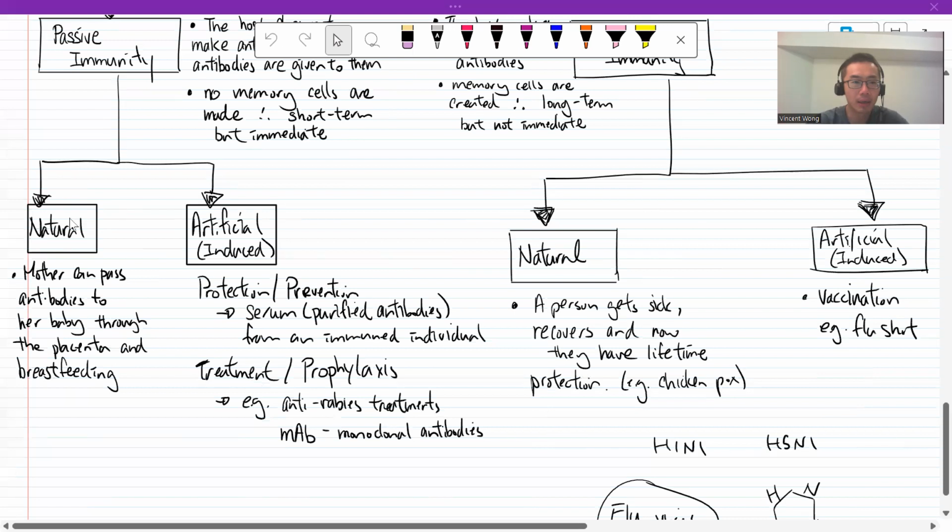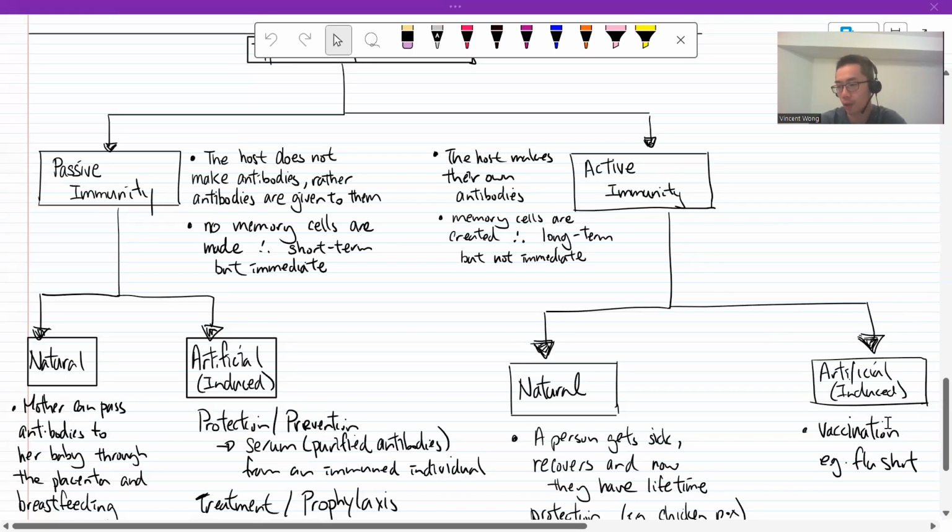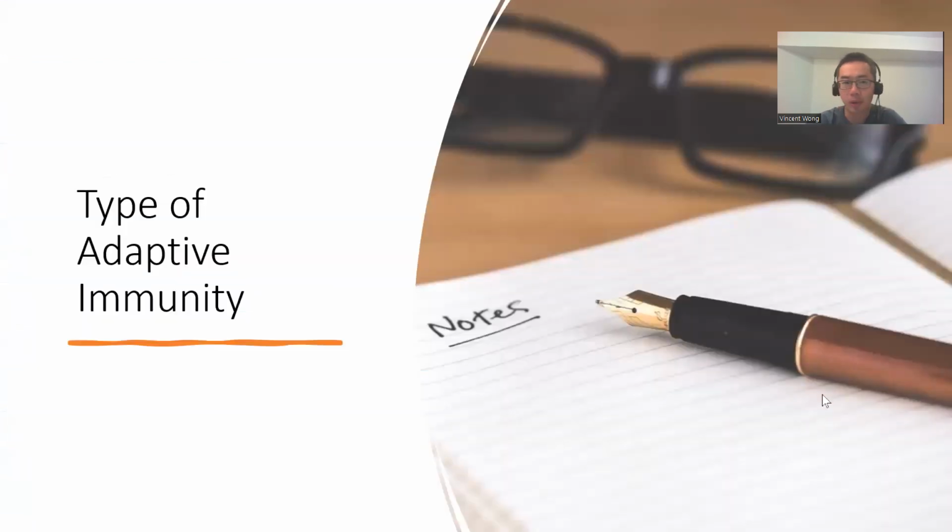Within each type, we talk about how there could be natural or artificial version of it. Natural means there's no injection essentially, and artificial means some kind of injection occurs. In the case of passive, we are directly injecting the antibodies either as a way for prevention or protection or as a treatment, whereas in artificial active, we are injecting like a dead or weakened version of the pathogens. Okay, so they're just like different examples here. Let's take a look at the PowerPoint slides.